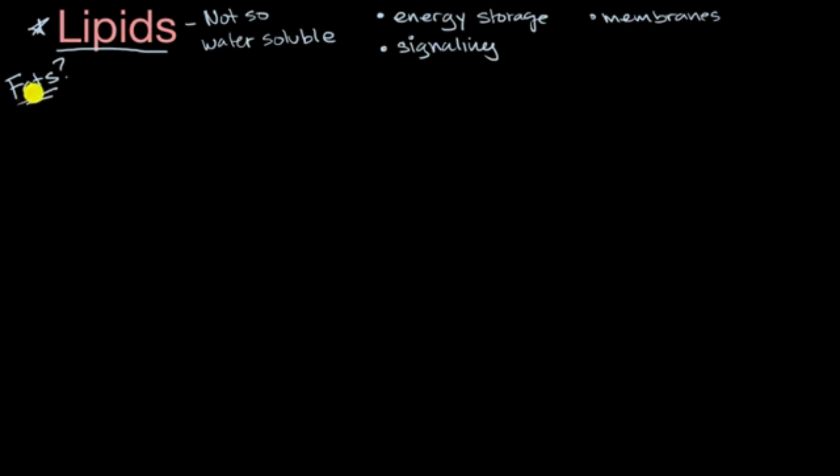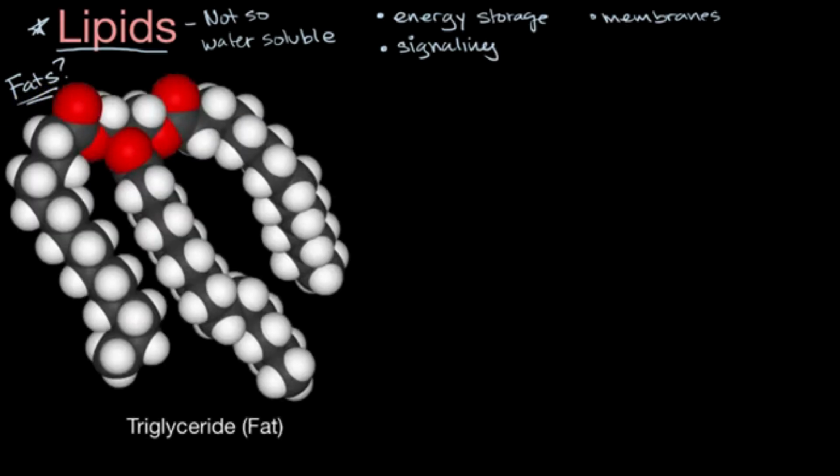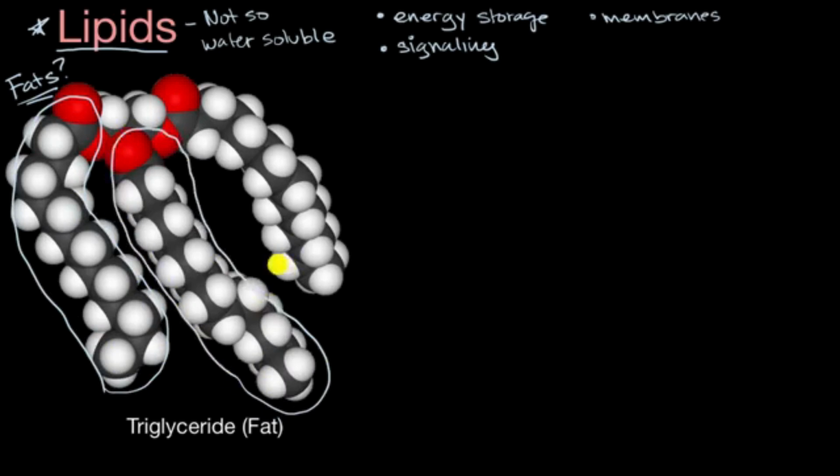Just going back to fats, let's actually take a look at what some of these lipid molecules look like. So this right over here is an example of a fat molecule, but the general structure you're going to have is these three fatty acids. So that's one right over there, one fatty acid, two fatty acids, and three fatty acids that are connected to a glycerol.